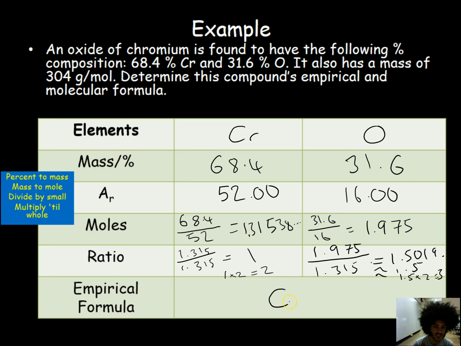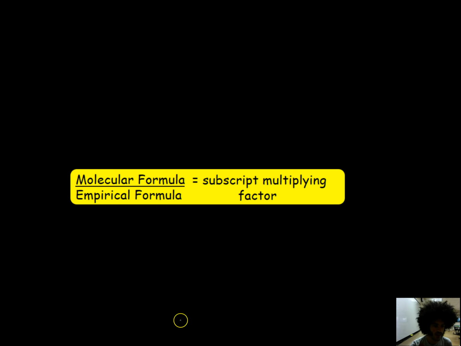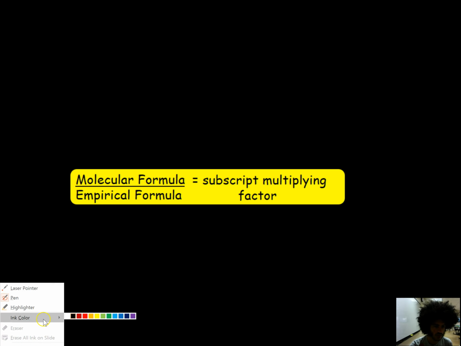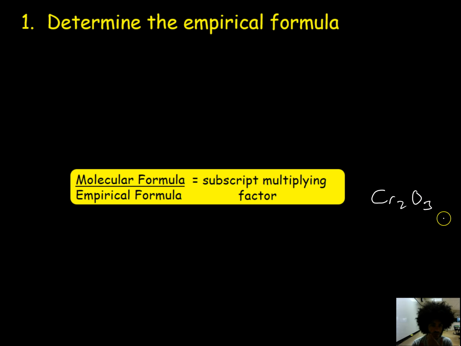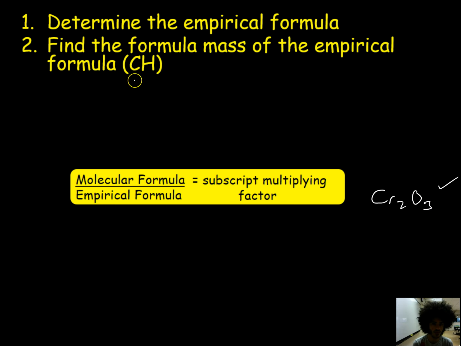So my empirical formula is Cr2O3. Now, I need to work out my molecular formula, and that's what I'm going to do on the next page. This equation is going to come in very handy a little bit later on, but we'll go through it one step at a time. Remember our formula, I'm just going to write it here so I don't forget, it's Cr2O3. So my first step is determine the empirical formula. I've done that. Step 2, find the formula mass of the empirical formula.